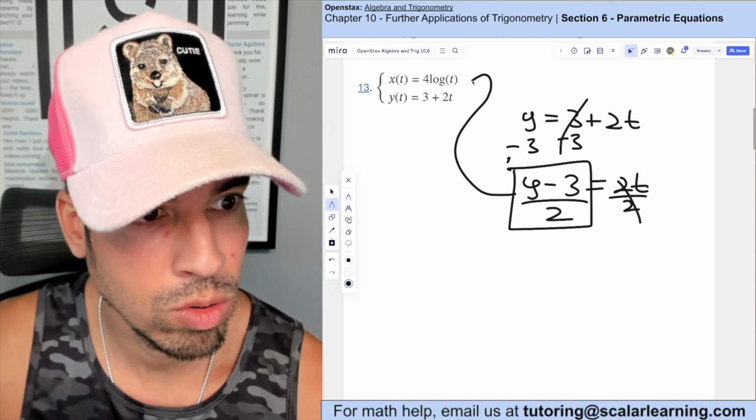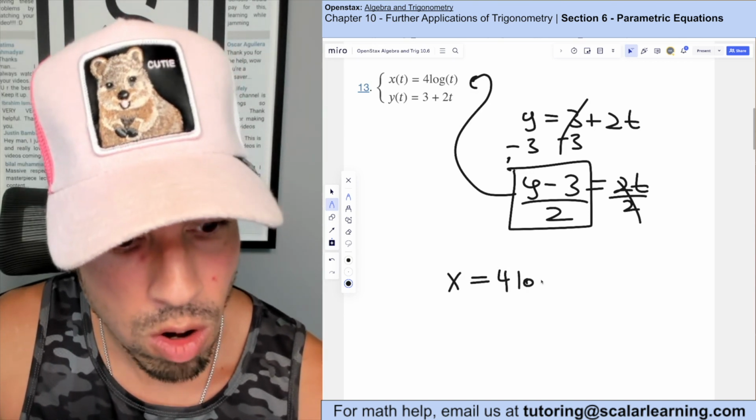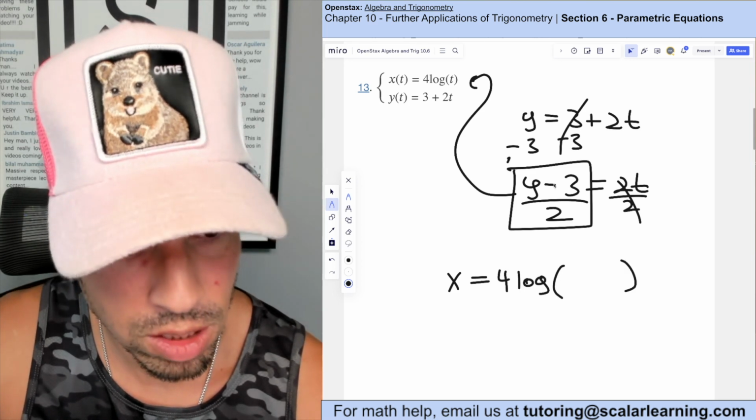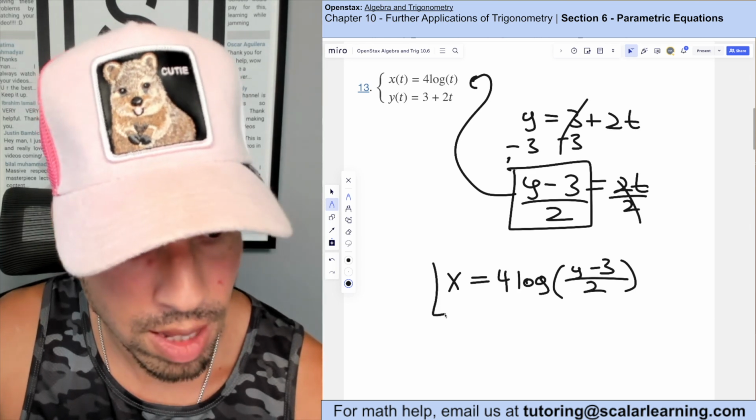Now I'm going to substitute this in, and we got an equation of x equals 4 log, and instead of t, I'm substituting this in for t, right? So we got y minus 3 over 2. That's how you do it.